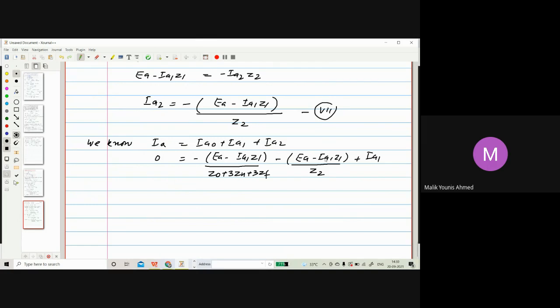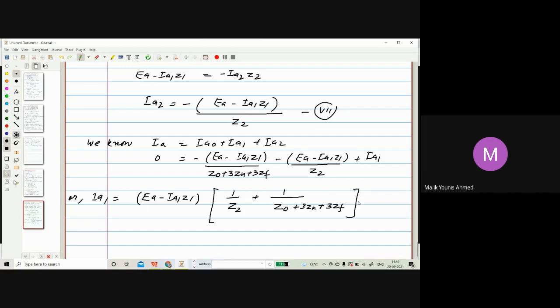So now let me write it like this. IA1 can be written as, I will take common EA minus IA1 Z1, because this will go on the other side and it will become positive. I will take it out of this. What will happen here? I will get 1 by Z2 from the second term, plus from this term I am going to get 1 by Z0 plus 3Zn plus 3ZF.